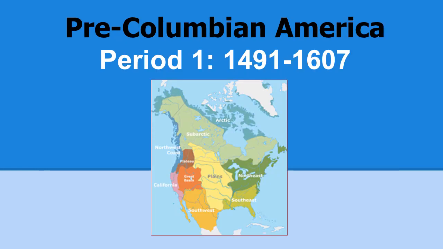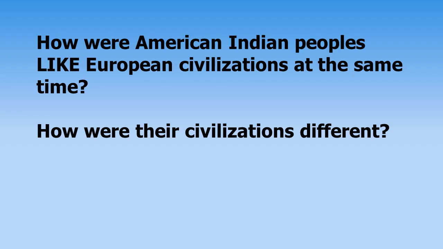Period 1 is Precolumbian America, and this is Unit 1. 1491 to 1607 is our period timeline. So we're going to start talking about Native Americans. So how were American Indian people like European civilizations at the same time? They had laws, they had rules, they had a form of government.